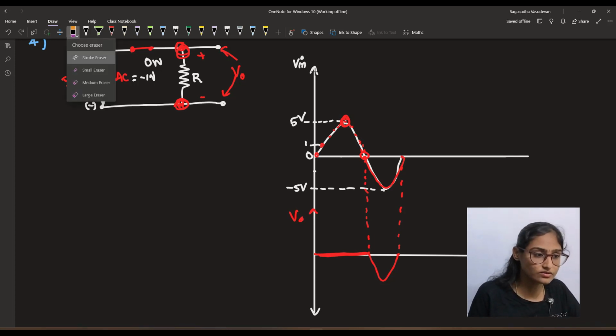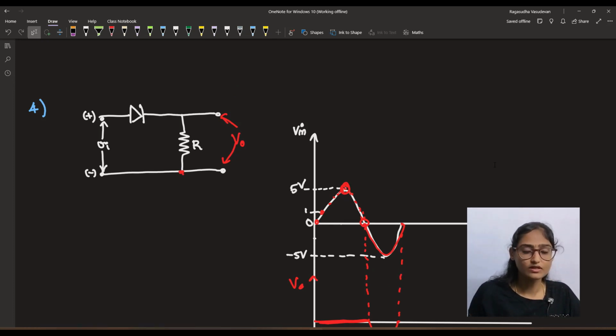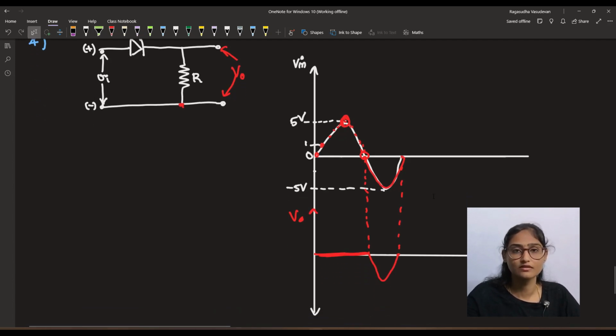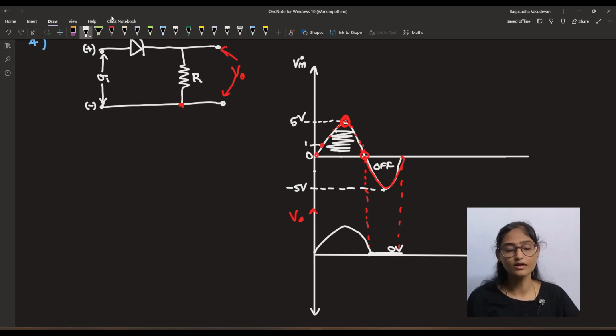Now I'm going to change this a little bit. I'm going to put this diode in forward bias mode. So now what will be the value of V0? The diode will be conducting during the positive half cycle now, and it will be off during the negative half cycle. So when it is conducting, the positive half cycle voltage will appear across V0, and during the negative half cycle it will be 0 volt. So this is how this diode will react, and this is called a negative clipper.